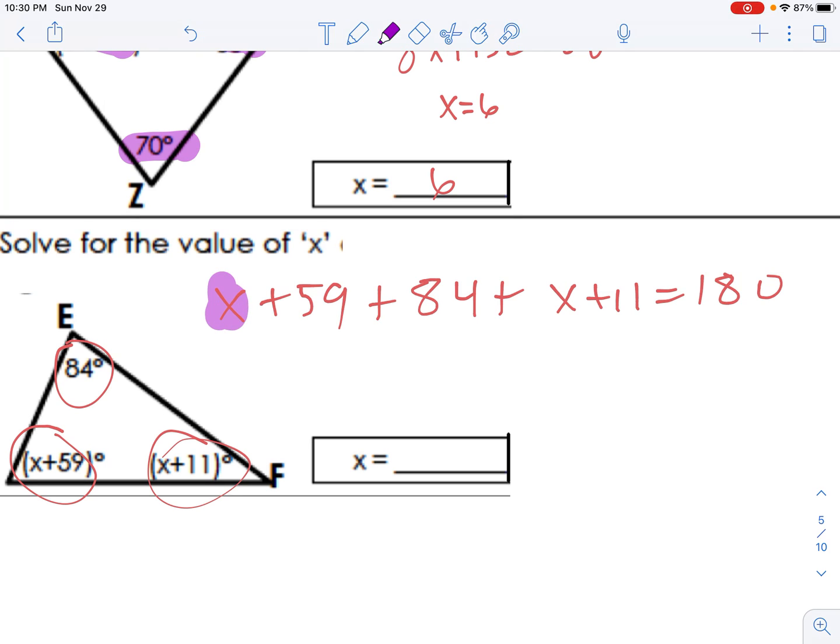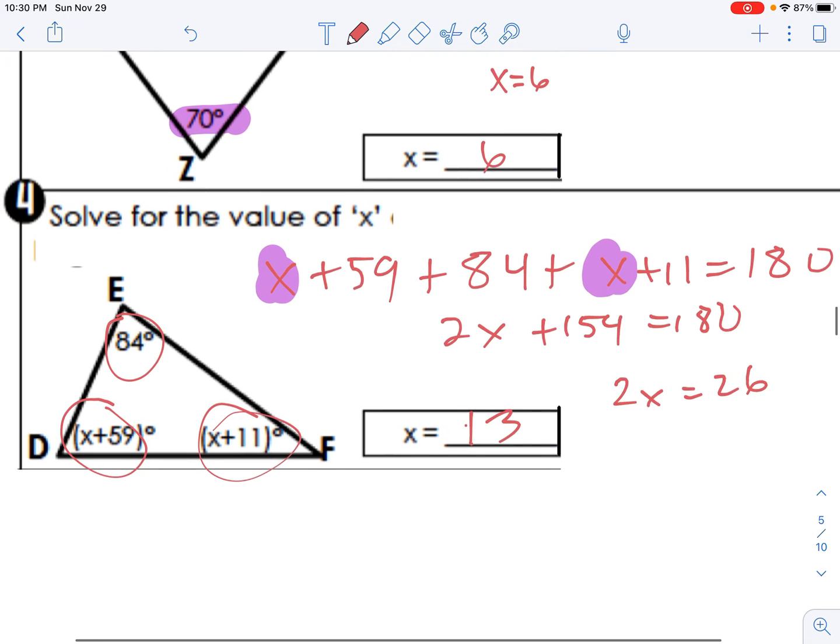And now we get to collect our like terms. X and x is 2x. And then the 59 plus the 84 plus the 11 is 154, is equal to 180. Subtract the 154 from 180, you get 2x is equal to 26. X then is going to equal 13.